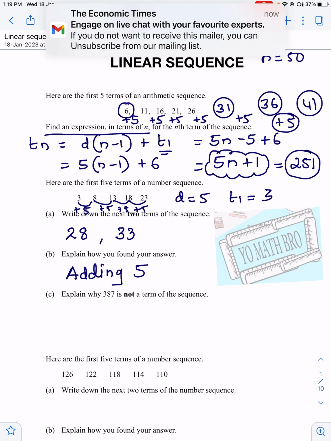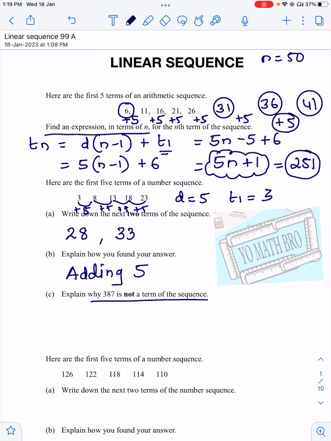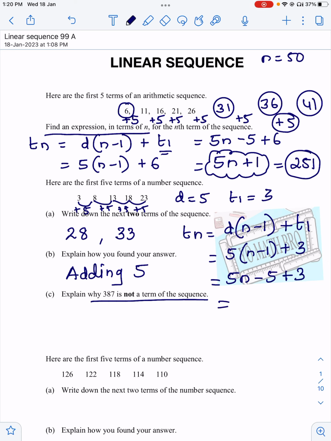Now a very important question, they say explain why 387 is not a term of the sequence. To solve this, my dear students, we need to have an expression for the nth term. So quickly we write Tn is equal to d(n minus 1) plus T1. So the difference again here is 5, n minus 1, but the first term here is 3. So I get 5n minus 5 plus 3, which gives me 5n minus 2. This is the expression for the nth term.